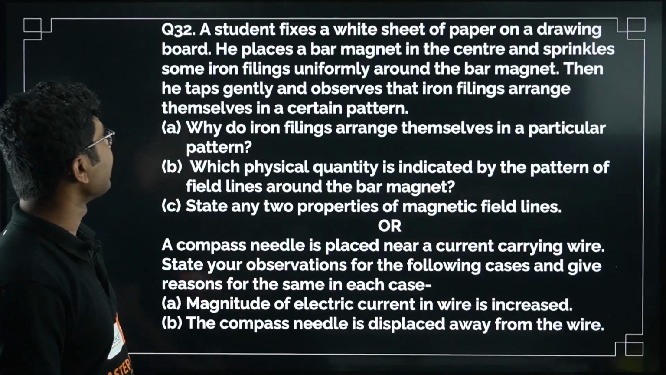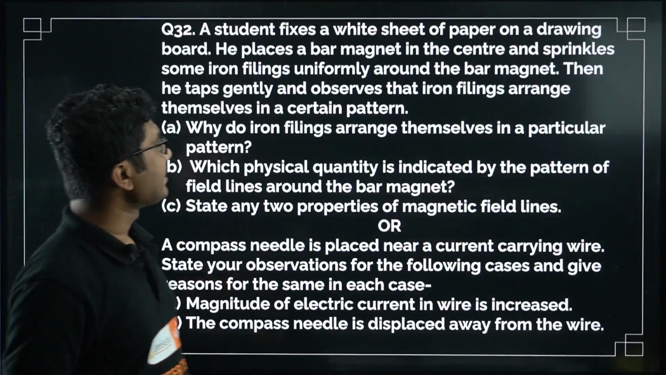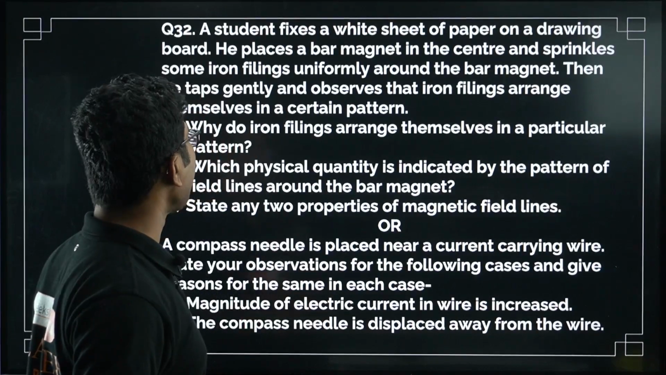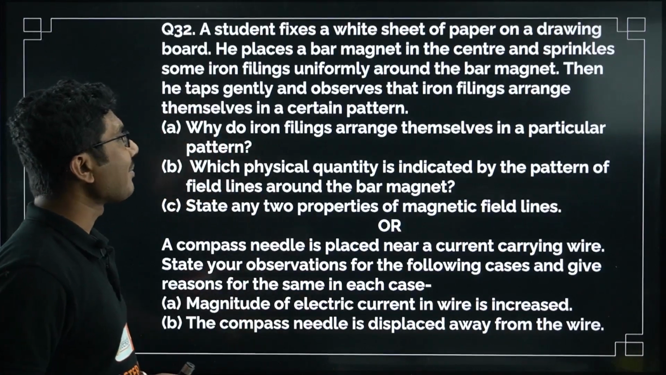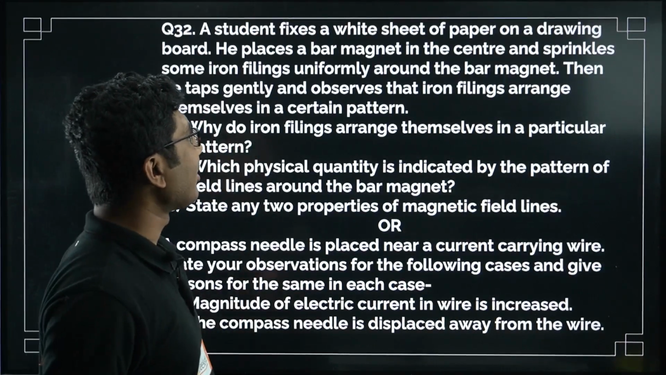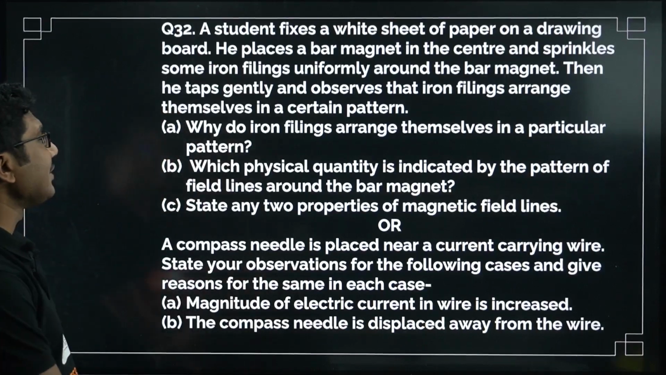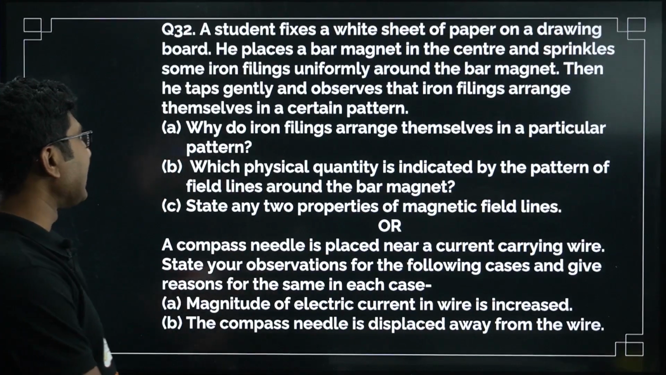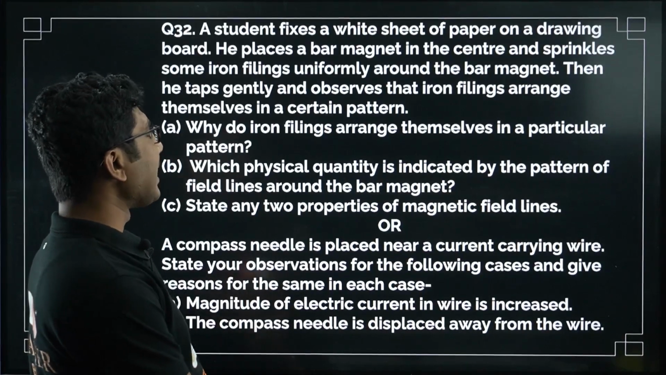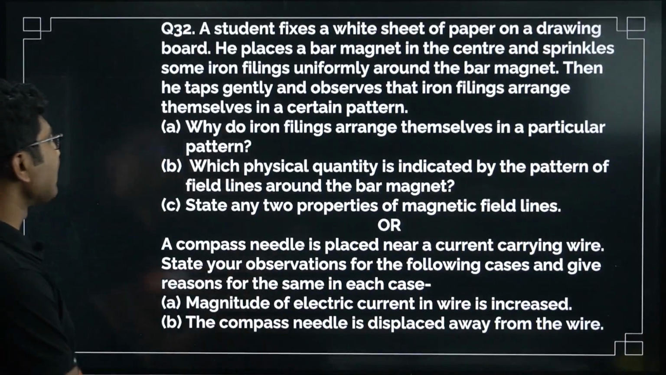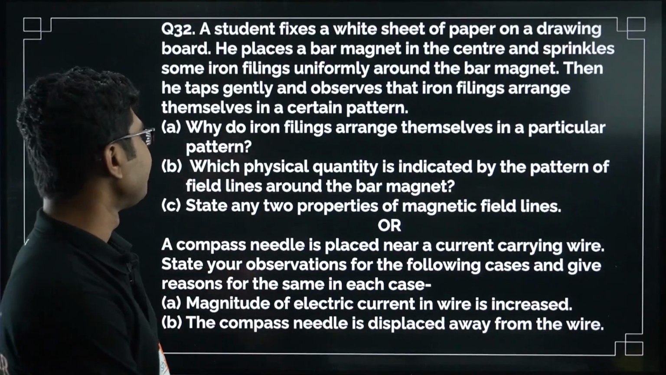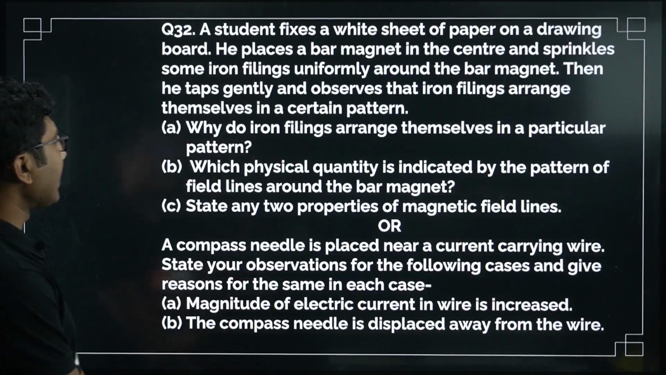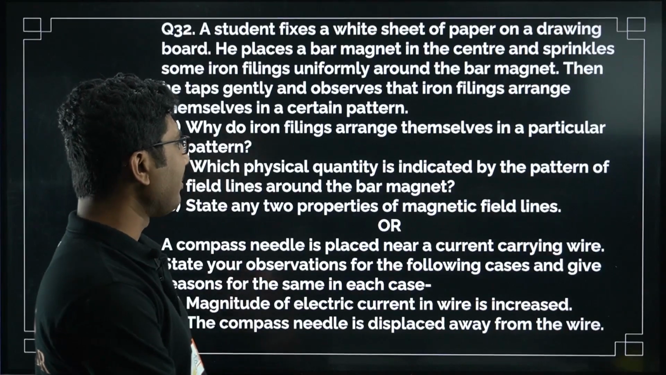Now next question, 32. A student fixes a white sheet of paper on a drawing board. He places a bar magnet in the center and sprinkles some iron filings uniformly around the bar magnet. Then he taps gently and observes that the iron filings arrange themselves in a certain pattern. Why do the iron filings arrange themselves in a particular pattern?